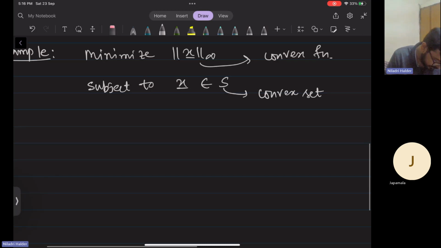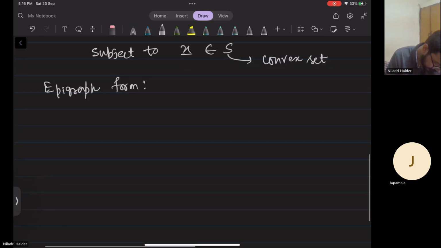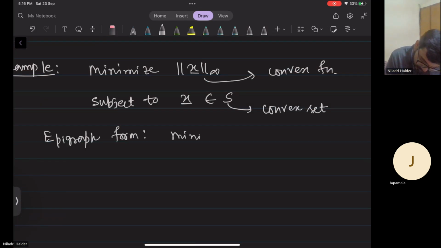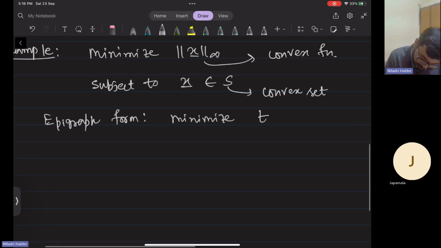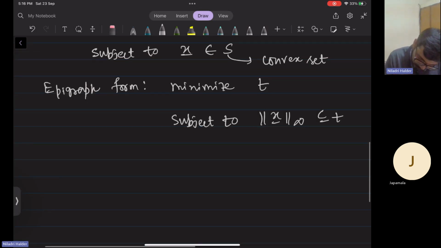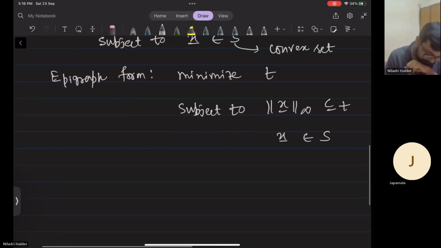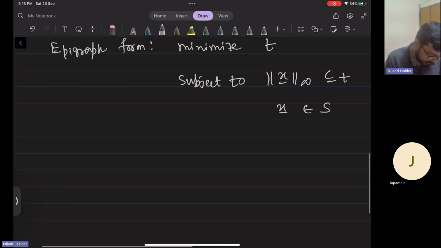Now what should be the epigraph form of this? Now we need to minimize another variable t subject to the infinity norm of x less than or equal to t, and x belongs to the convex set S. So this is the representation of the convex optimization problem.